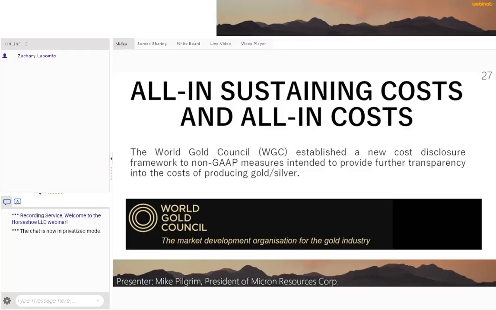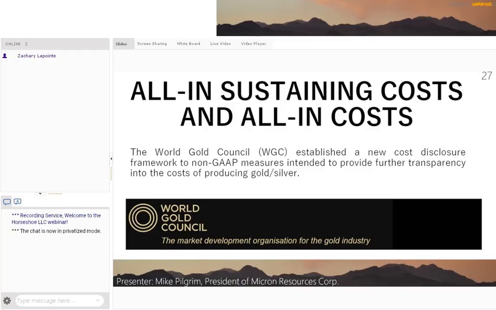And right now, for all-in sustaining costs that we're going to go over in detail, is approximately $565 an ounce for both the underground and for open pit. So I'm going to go into what happened in 2013.